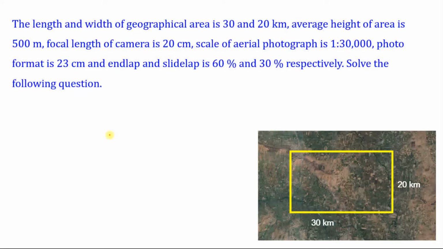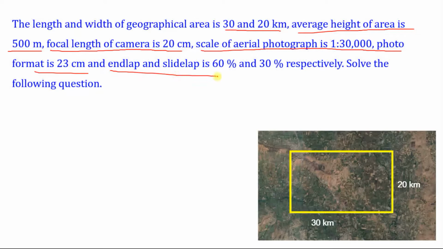The length and width of the geographical area is 30 and 20 km. Average height of the area is 500 meter. Focal length of the camera is 20 centimeter. Scale of aerial photographs is 1:30,000. Photo format is 23 centimeter, and end lap and side lap are 60% and 30% respectively. Solve the following equations. This is our study area.